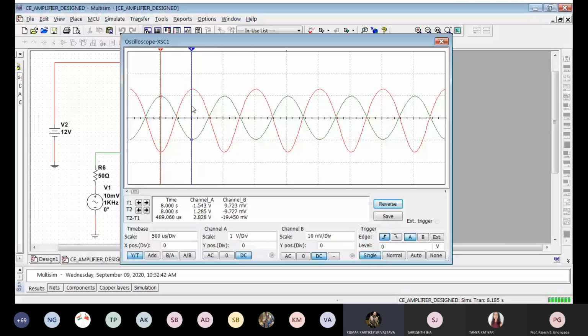So what is the voltage gain? Output is peak to peak 2.8 volts. Input is peak to peak 20 millivolts, let us say, 19.45 if you want to be more accurate. So what is the value that you get? So 2.828 divided by 19.45 millivolts. Calculate that first.